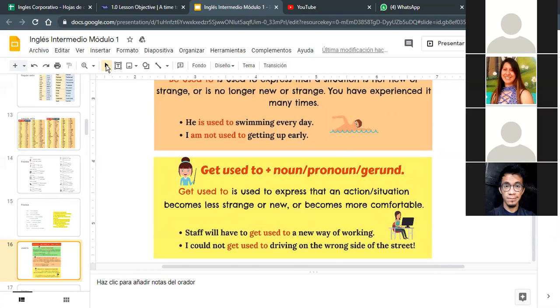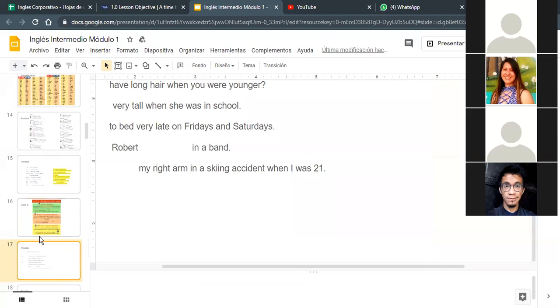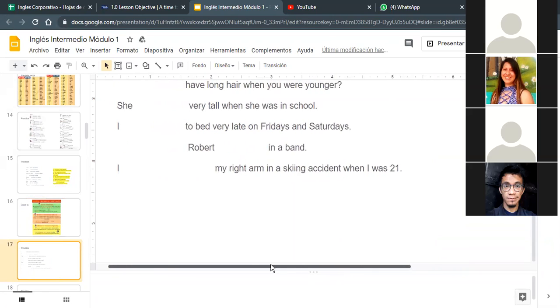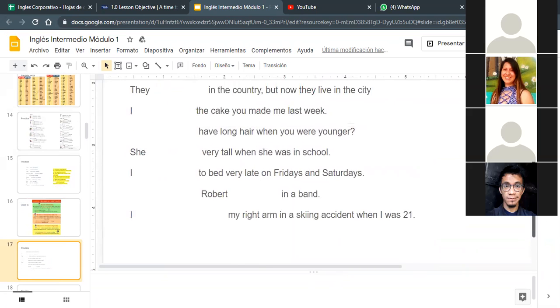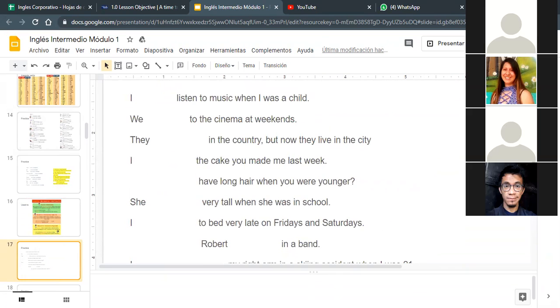Let me see about time. Yeah, we have time. So we are going to practice a little bit, of course. As I was telling you, this is very easy. This exercise is only for used to. Okay, don't worry about get used to or any other thing. So, the first one, how is it going to be? I used to listen to music when I was a child. That means that right now, I don't listen to music anymore.